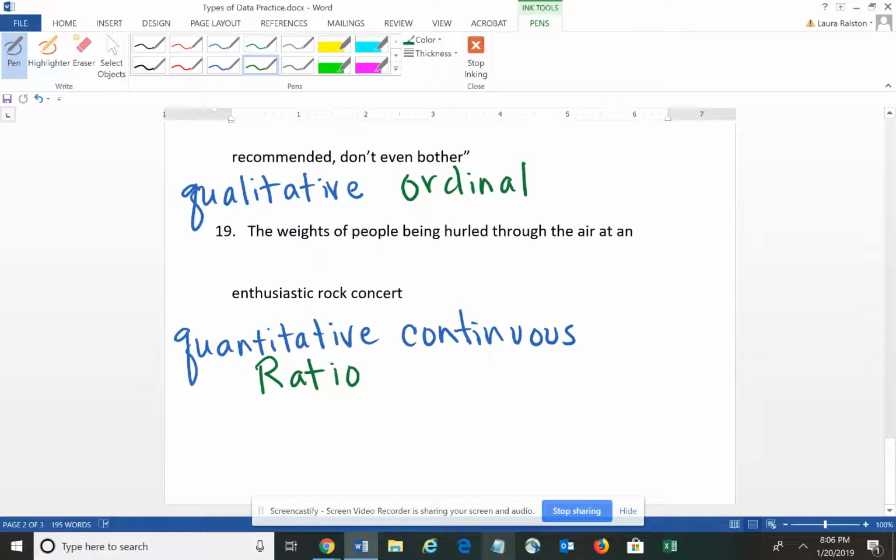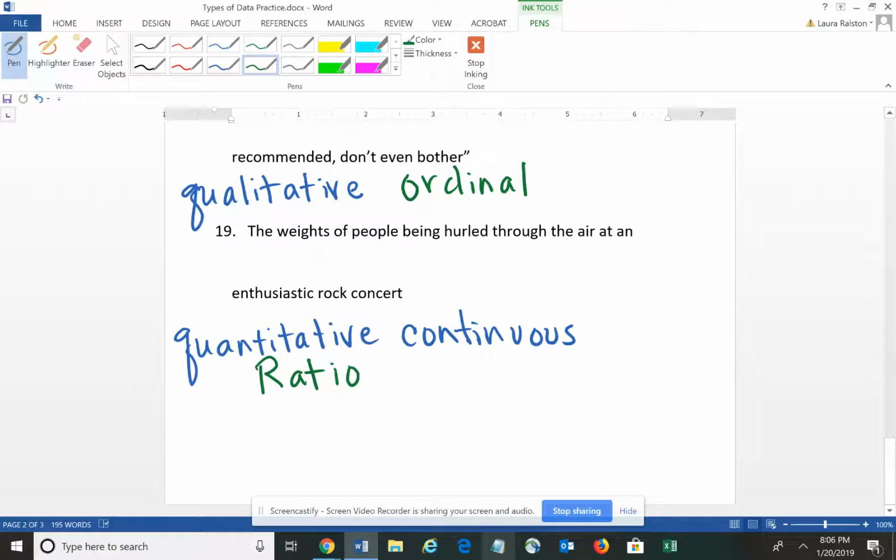Then in terms of whether it is interval or ratio, if I say that the weight of the diamond engagement ring is 0 carats, that kind of means you don't have a diamond. And so that means none. So it would be at the ratio level.